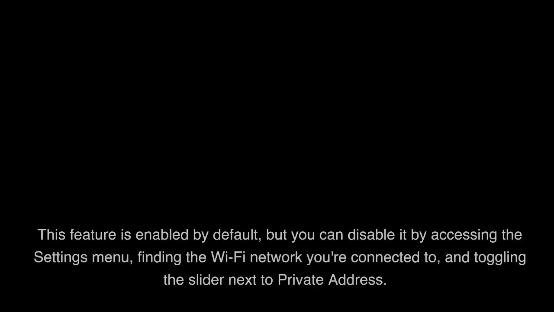Tap the Wi-Fi network you're connected to, then tap the gear icon. Expand the menu if necessary, and locate MAC address type. This feature is enabled by default, but you can disable it by accessing the Settings menu, finding the Wi-Fi network you're connected to, and toggling the slider next to Private Address. It is theoretically possible to manually change the MAC address of your smartphone.